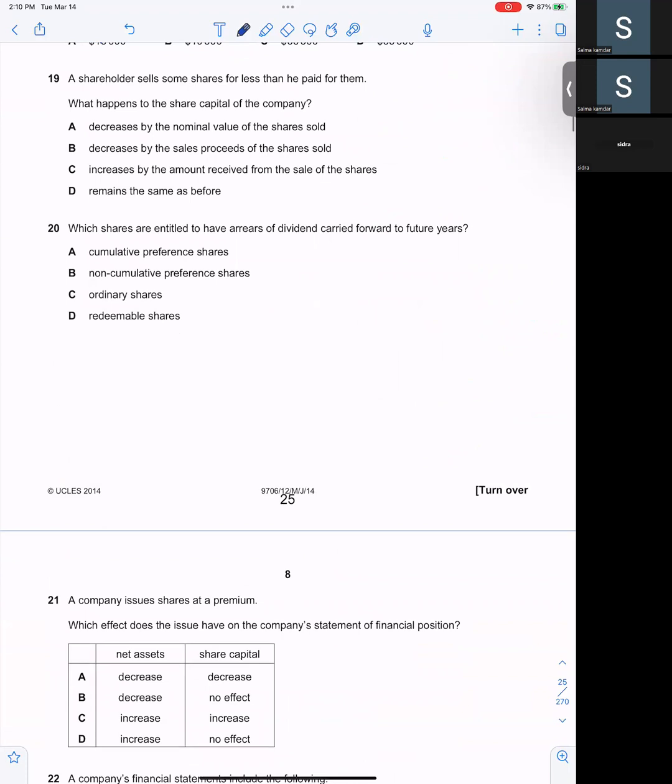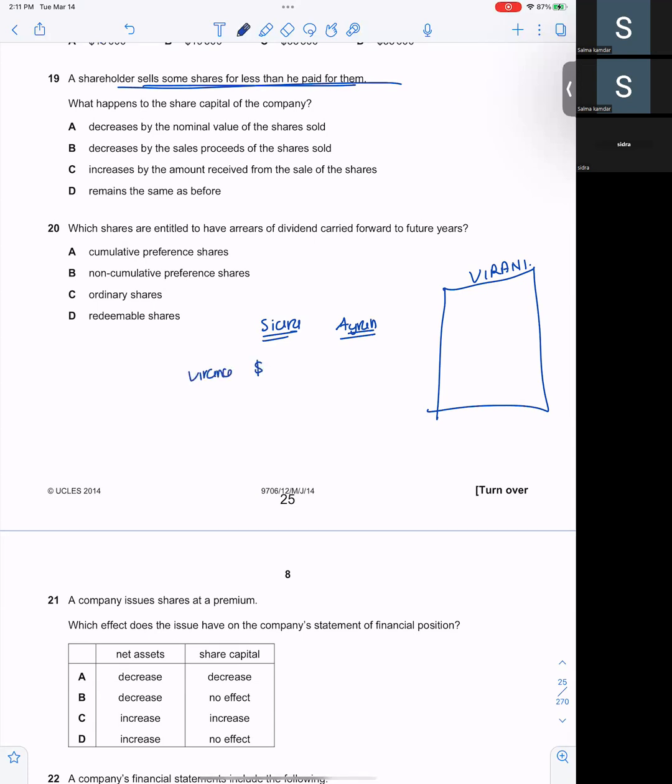A shareholder sells some shares for less than he paid for them. What happens to the share capital of the company? Let me explain. This is Sidra, and this is I, and this is the company, Virani. Sidra bought the shares of Virani for $9 per share. She bought these shares at a discount of 1. The actual share capital of Virani is 10.